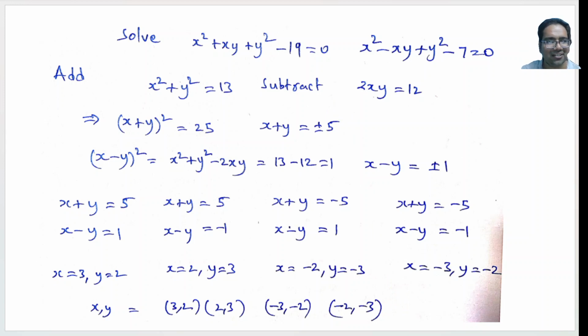This is a simple problem. The only trick is to add both of them and to add and subtract these two. Then we get x² + y² and 2xy. Rest all is straightforward. Thank you, guys.